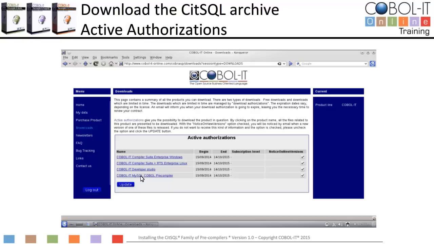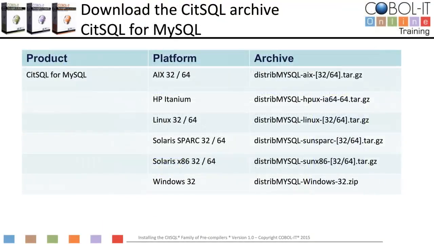Let's take a closer look. The CitSQL for MySQL archives begin with distribMySQL, and are followed by the operating environment, and then an indicator for 32 bits, or 64 bits. If you require a 64-bit AIX archive, select distribMySQL-AIX-64.tar.gz.